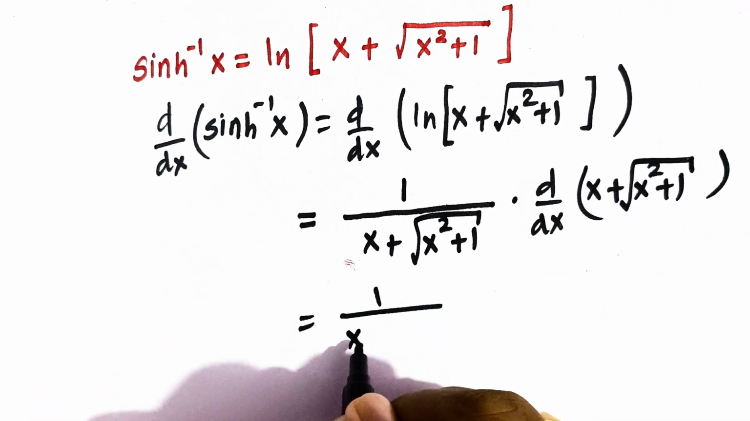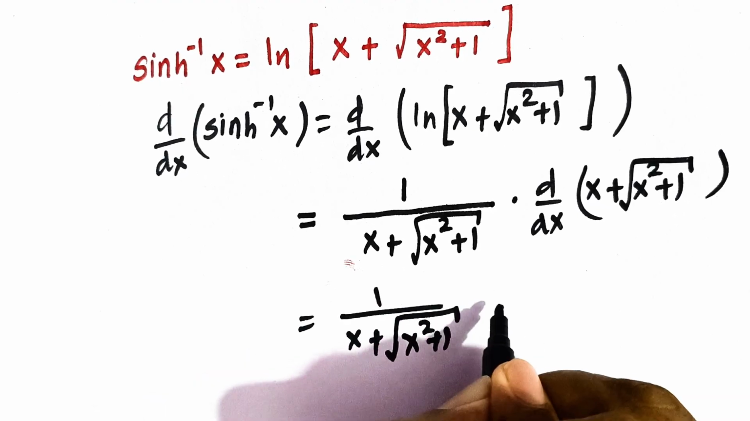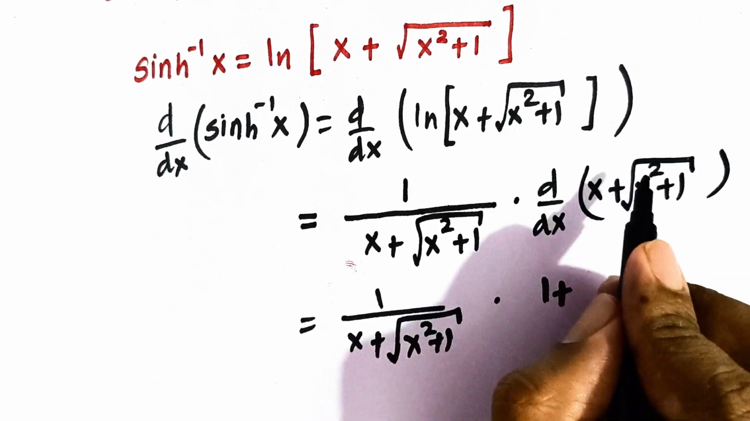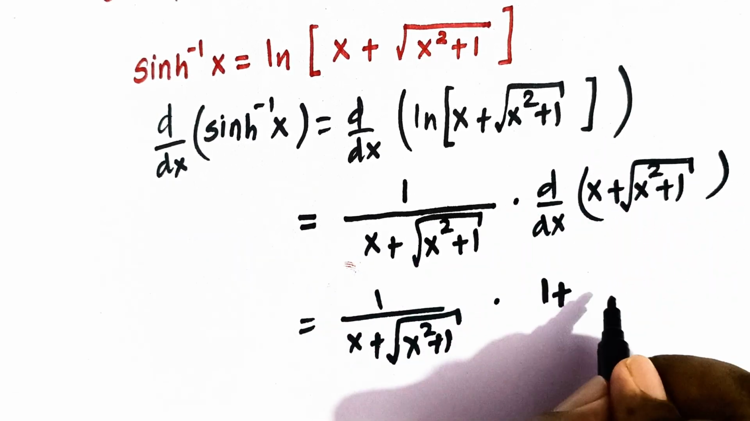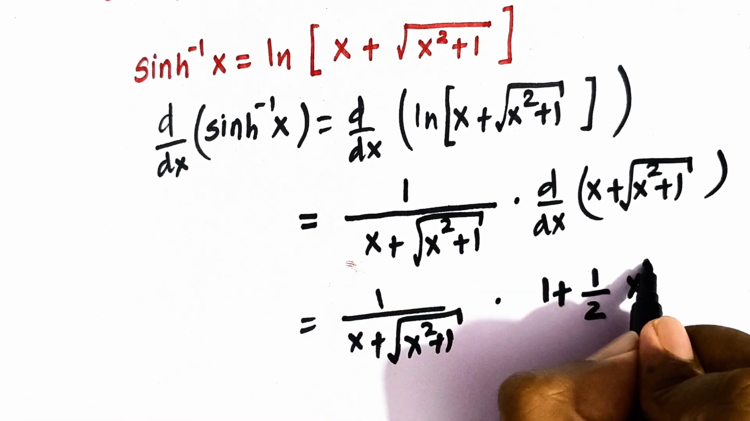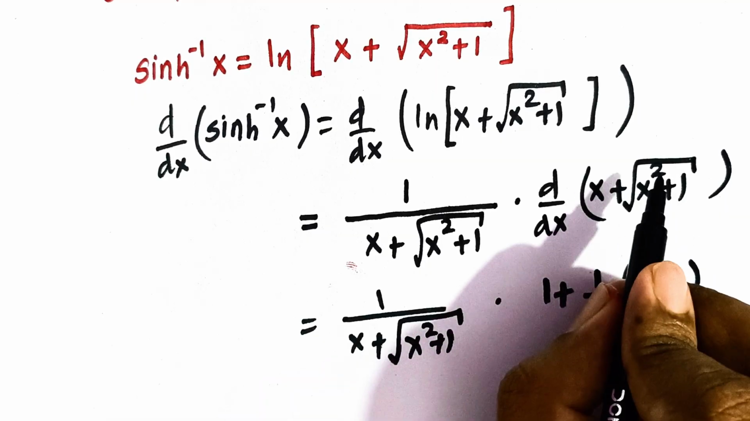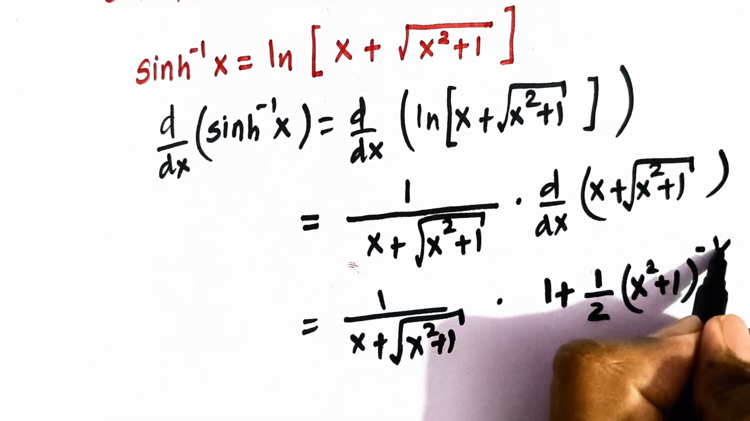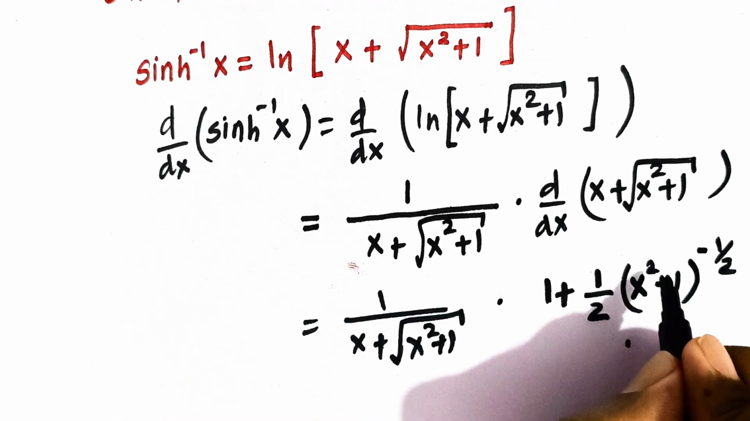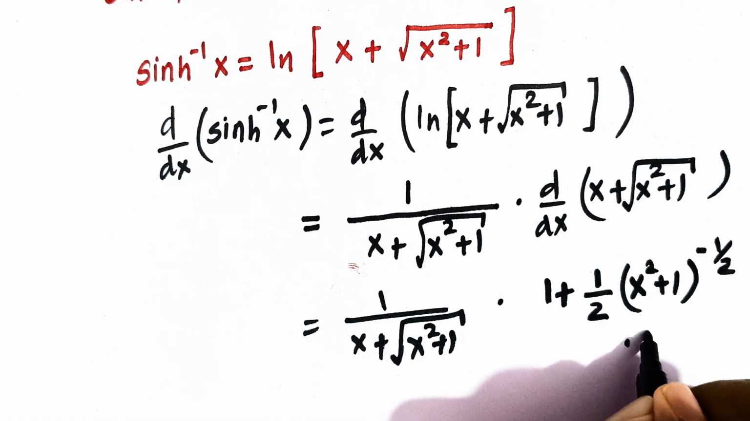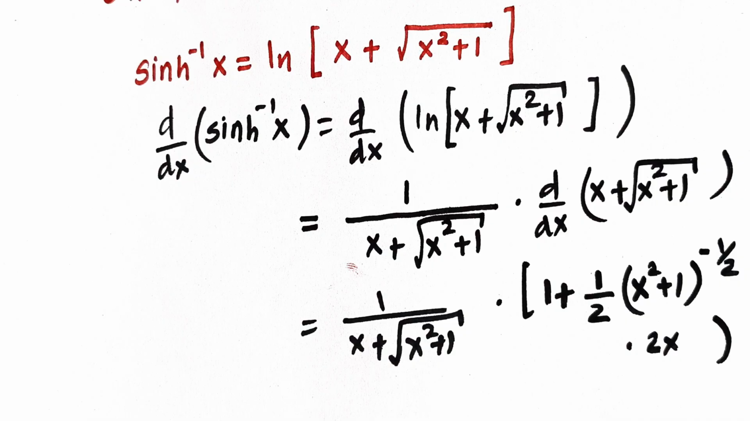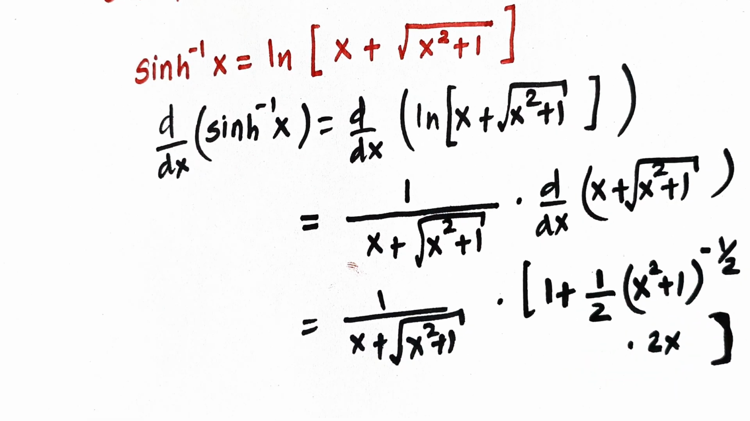What is this one? This is the same, square root of x square plus 1. The derivative of this one is 1 plus, what is this one? This is x square plus 1 to the power 1 over 2. So again chain rule, 1 over 2 comes outside, x square plus 1 to the power 1 over 2 minus 1, which is minus 1 over 2. Then we have to multiply that with the derivative of x square plus 1, which is 2x plus 0. This one is multiplied by this quantity.